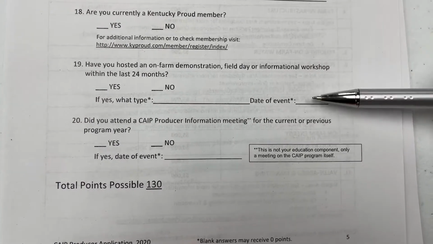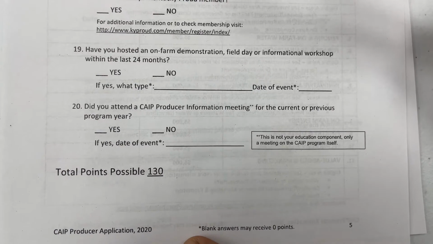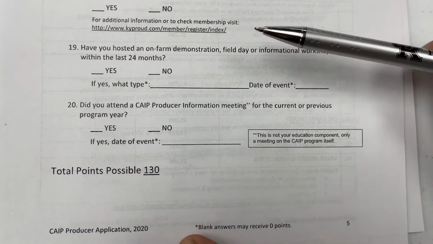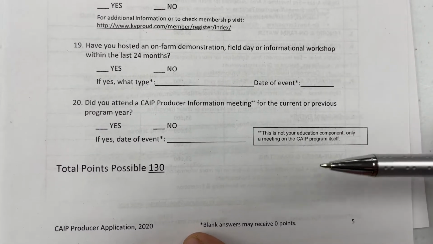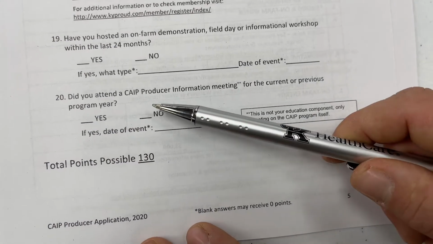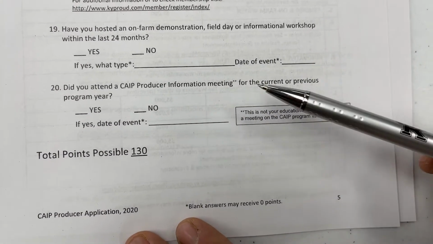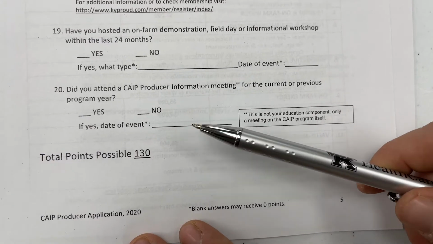Once again, they want the date, they want the type. If you think that you have, then call me and I can get that information for you. It would be very few people that have. Did you attend a CAIP producer information meeting for the current or previous program year?